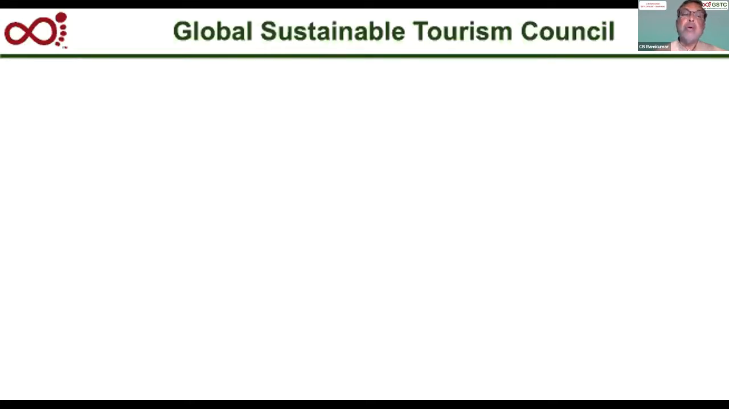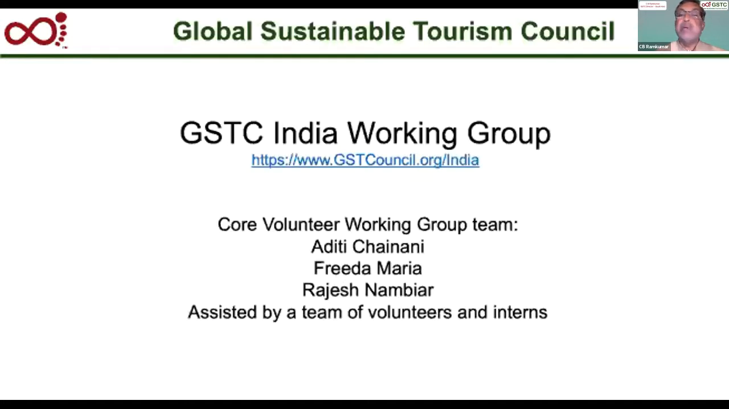Now, this whole thing is happening with a team, and I want to very briefly introduce the team here. We have 4 team members: Aditi, Frida, Rajesh, and myself. Aditi, you already met, and I want each of them to just come forward now and briefly introduce themselves so that all of you participating today will know who the core committee members of the GSTC are, whom you can reach out to as and when you need them. So Aditi, I will let you introduce yourself first.